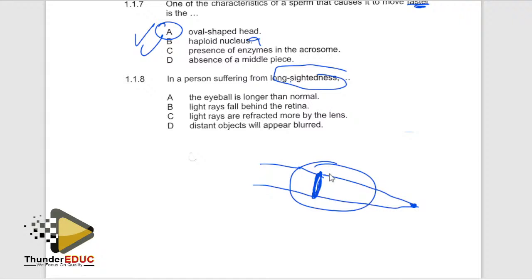The eyeball is too long. It's not too long, it's too short. So this is out. The light ray falls behind the retina. You see, it falls behind the retina. This one looks to be correct.